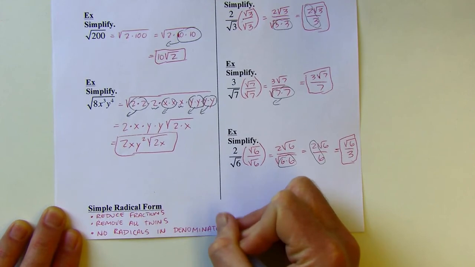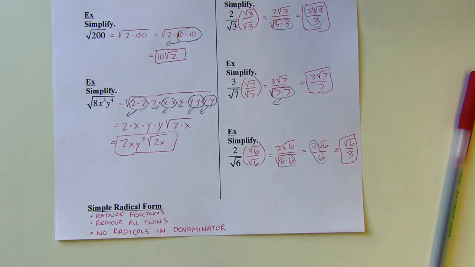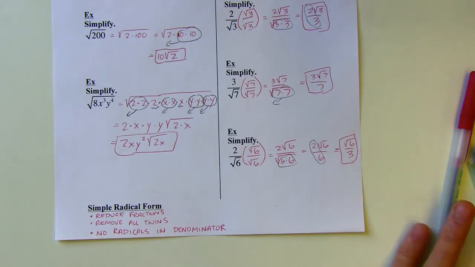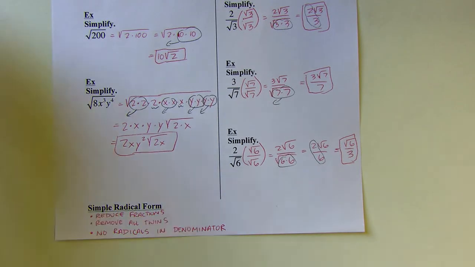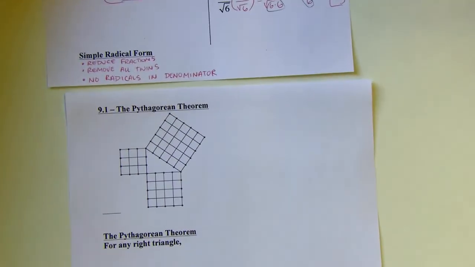Okay, now this is super important in this chapter. This might be something that you remember from algebra, but my experience is that a lot of people have forgotten about simple radical form. And a lot of times in this chapter, you're going to want to answer in simple radical form. Okay, so let's actually get to 9.1 then. Let's get to the Pythagorean Theorem.